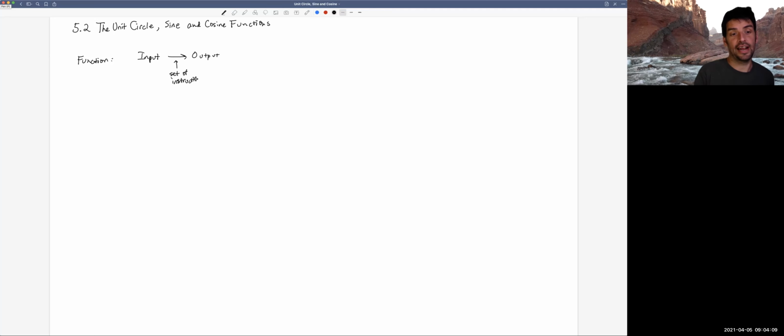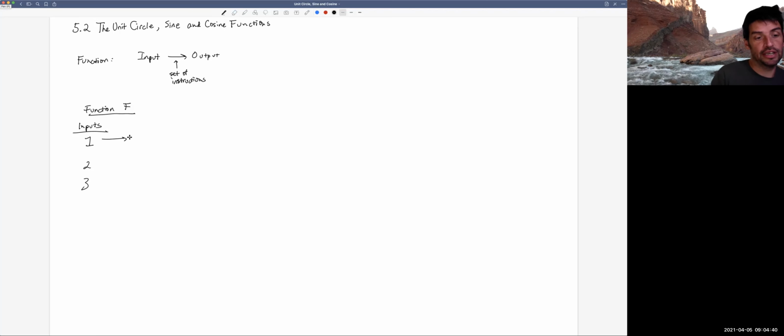right? That's what that arrow is. And sometimes the instructions might be excessively simple. For example, this could be a function. I'll just call it capital F. And maybe my whole function is the following set of instructions. I take the inputs 1, 2, and 3. So there's only 3 inputs allowed. And the instruction is just telling you exactly what output each one of those has.